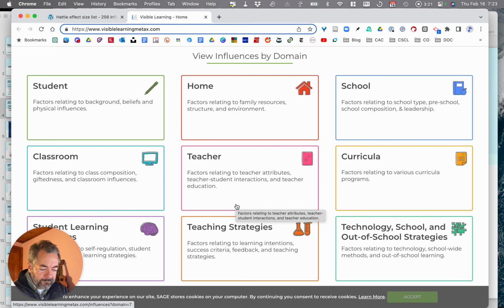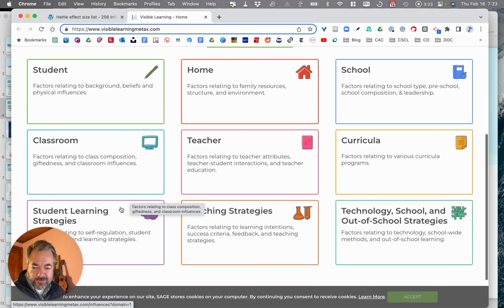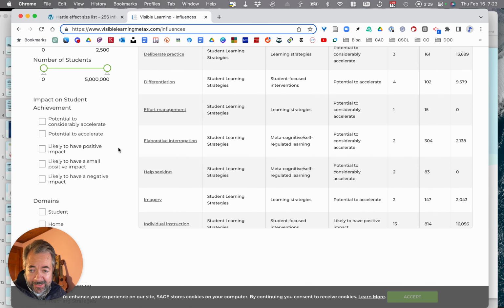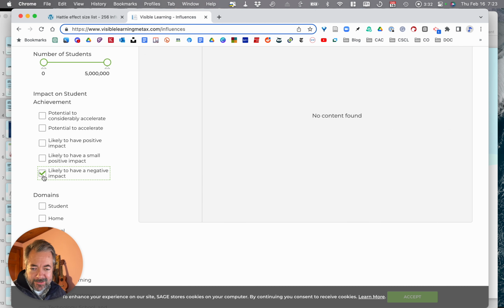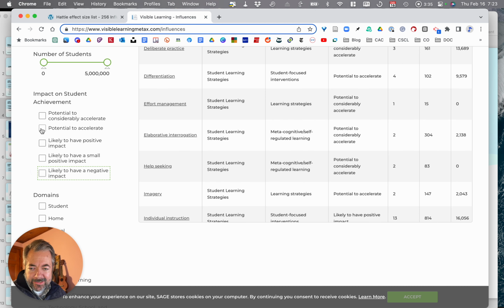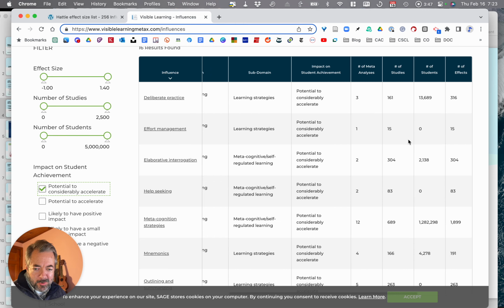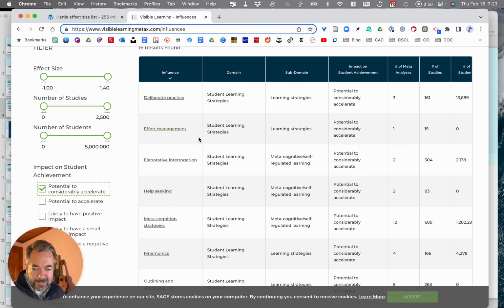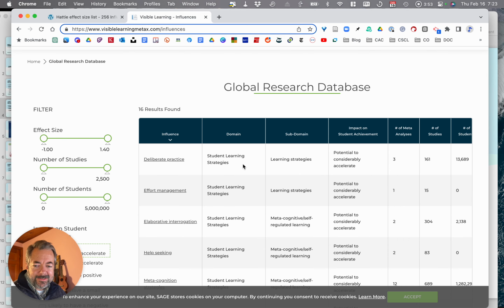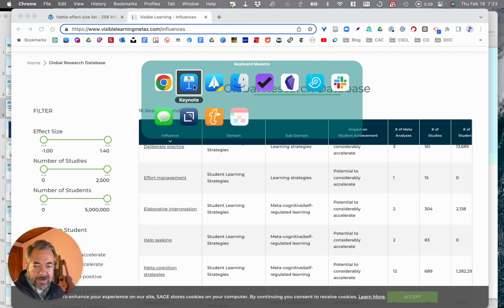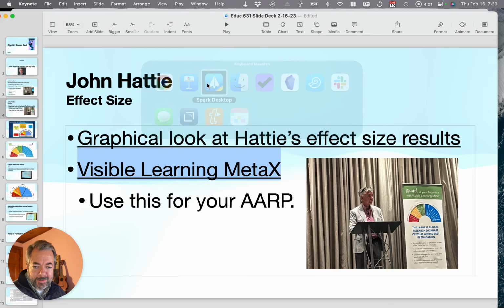So for instance, if you look at student learning strategies, which is kind of what we've been looking at, you can index them by likely to have a negative impact. Let's go negative here. No content found. How about likely to have considerably positive impact? You can see that kids seeking help have a pretty high effect size of 0.72. Effort management, whatever that is, 0.77. Again, you can click on any of these hyperlinks and they'll tell you more information. But it's not a bad site to look at once in a while as you're deciding as a teacher your best instructional practices. So that's a bit about John Hattie there.